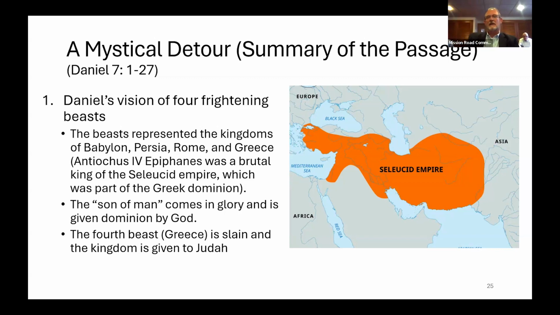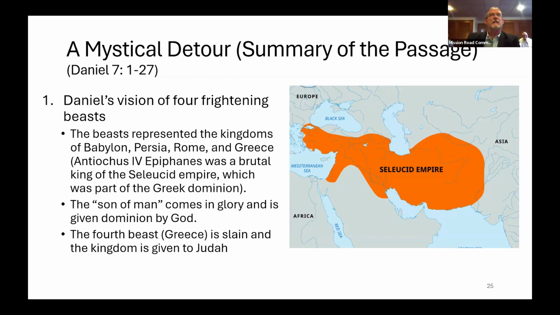You can see the Seleucid Empire went all the way over to what is today Russia and Georgia, the Middle East, all the way up into Turkey, and then the arm on the bottom left covers all of Palestine. So there was a period of time when the people of Israel were under the domination of the Seleucids.